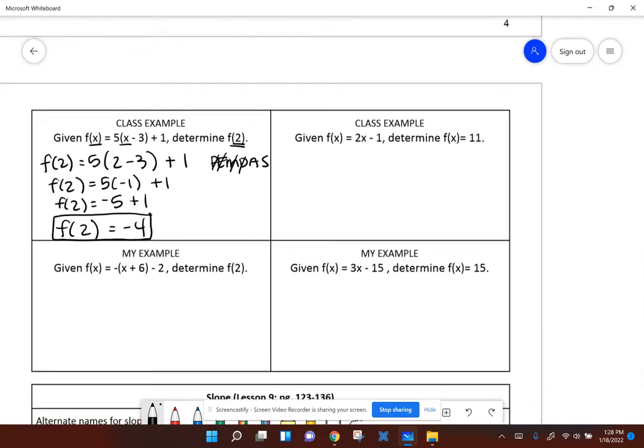So for this example, since this is set equal to f of x, this is going to replace the f of x here. So we're going to rewrite this as 11 = 2x - 1. And now we're just getting x by itself. So I need to get rid of this minus 1 by adding. 11 plus 1 is 12. The 2 and the x are multiplying, so I'm going to divide to get rid of it. 12 divided by 2 is 6.